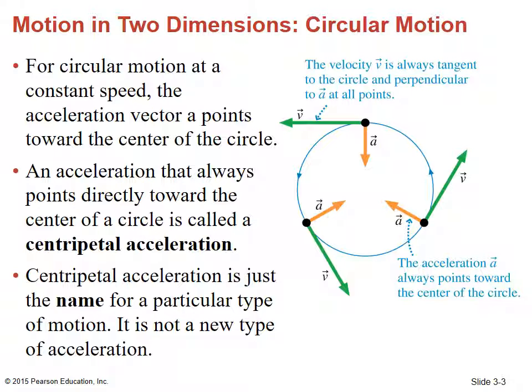For circular motion at constant speed, the acceleration vector a points toward the center of the circle. An acceleration that always points directly toward the center of a circle is called a centripetal acceleration. Centripetal means center seeking. Centripetal acceleration is just the name for a particular type of motion. It is not a new type of acceleration.